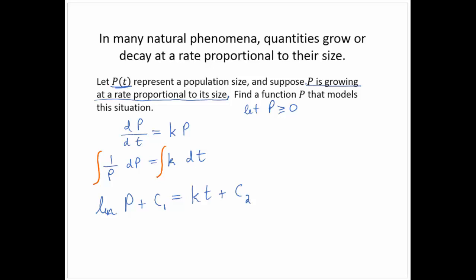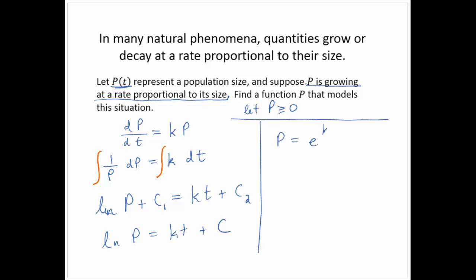Now I'd like to just have one constant. So what I can do is subtract C1 from both sides, and I can write this as natural log P is equal to kt plus just some general constant now. Now I'm going to solve for P. Rewriting this in exponential form, I would have that P is equal to e to the kt plus C. Notice how the kt plus C is all in the exponent. Using our rules for exponents, I can write that as P is equal to e to the kt times e to the C.